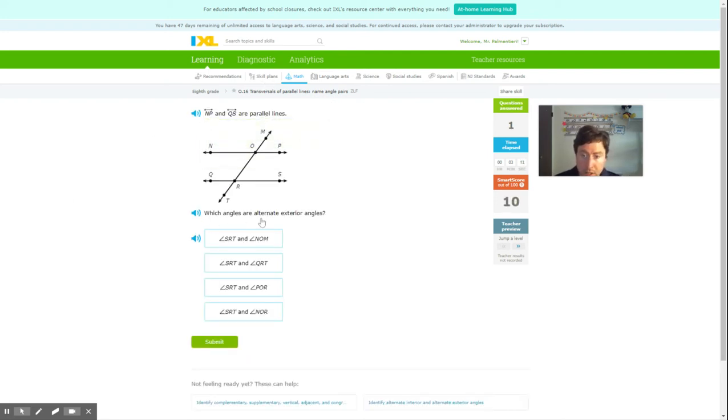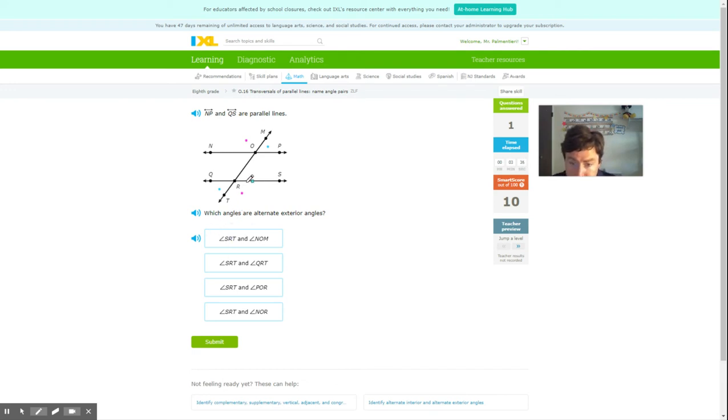Okay? So here's another one. Which angles are alternate exterior angles? Now, exterior means on the outside. Alternate means every other, what I mean is opposite side. So like these two are on the opposite side and they're on the outside, so they're equal. And also, this angle here is equal to that angle because they're exterior and they're on the opposite side.